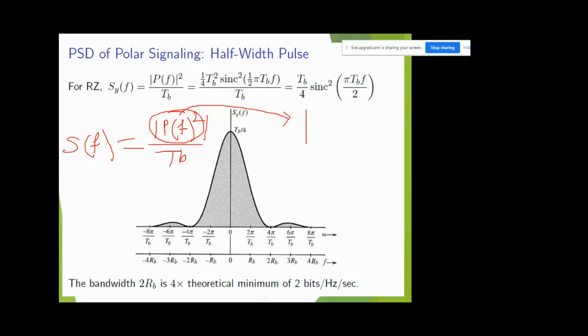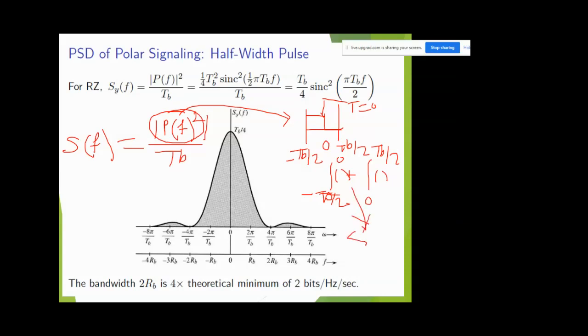So how do you calculate for polar RZ? I am repeating again. For polar RZ, what will we do? Here at the center of the bit we will put t equal to 0. So the overall duration would be minus TB by 2, 0, plus TB by 2. Okay, and we will solve these two integrations, minus TB by 2 to 0 plus 0 to TB by 2, and we will have the spectral function here. So after solving this one we will get the sinc function.